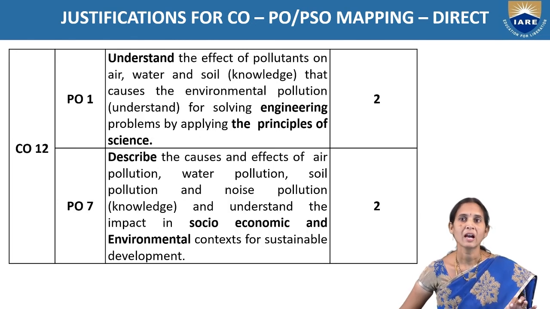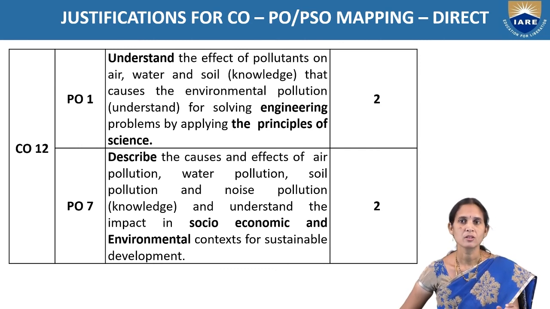CO12 mapping with PO1. Understand the effect of pollutants on air, water and soil. So they will gain the knowledge about the pollutants present in water, air and soil that cause environmental pollution. They will understand how the environment is polluted by these pollutants, for solving engineering problems by applying the principles of science. So here we are giving number of vital features 2, because here also no formulas are there, no derivation part, so no mathematical expression.